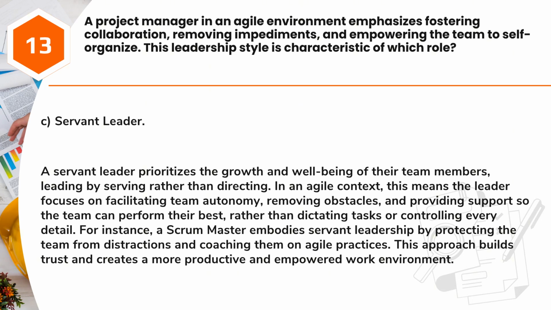In an agile context, this means the leader focuses on facilitating team autonomy, removing obstacles, and providing support so the team can perform their best, rather than dictating tasks or controlling every detail. For instance, a Scrum Master embodies servant leadership by protecting the team from distractions and coaching them on agile practices. This approach builds trust and creates a more productive and empowered work environment.